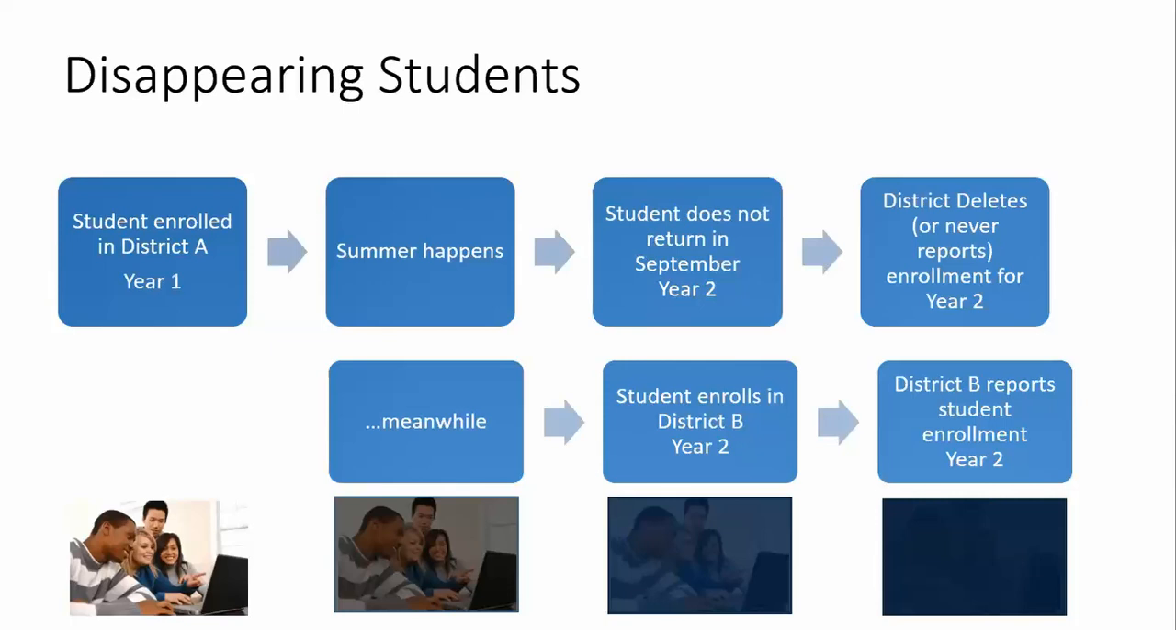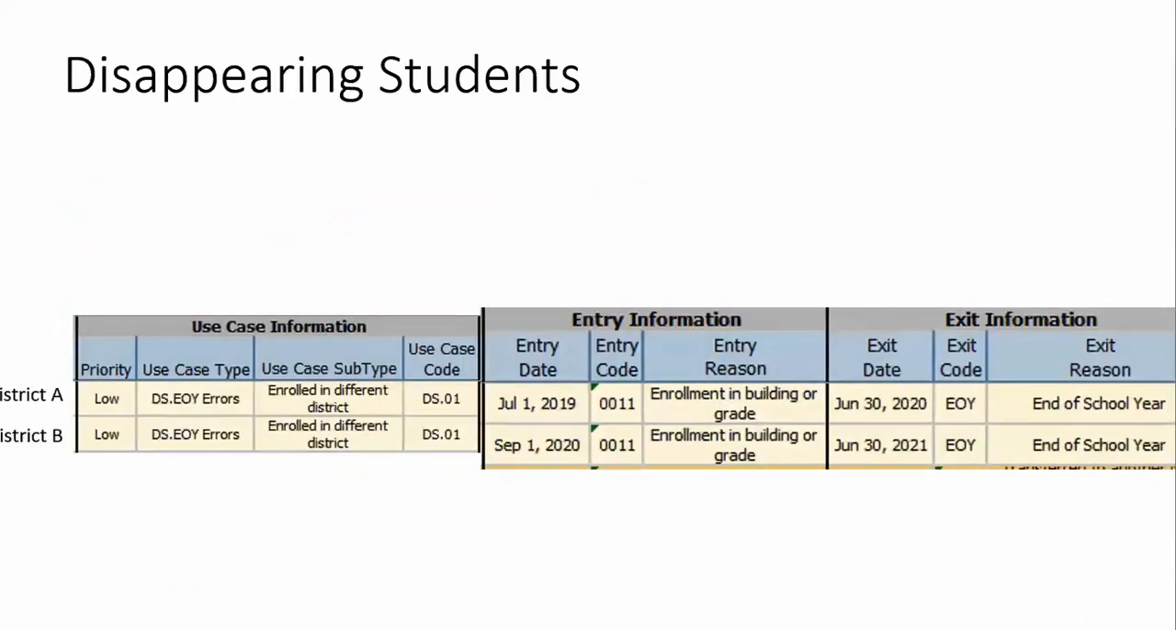District A then either deletes or never reports any enrollment for year two. Meanwhile, somewhere in New York State, the student enrolls in District B for year two, and District B reports that student enrollment. And so I'm going to go directly to the next slide to talk about the specifics of this.